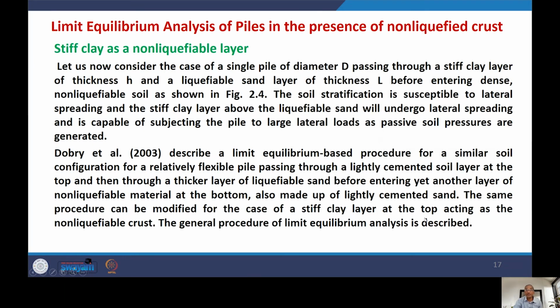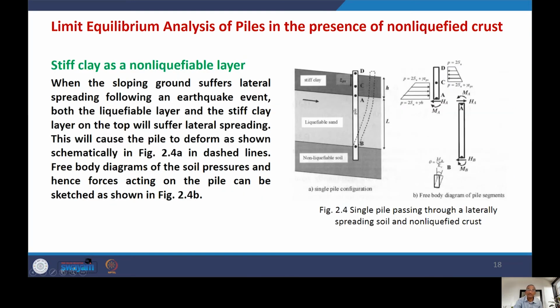The same procedure can be modified for the case of a stiff clay layer at the top, acting as a non-liquefiable crust. The general procedure of limit equilibrium analysis is described here. When the sloping ground suffers lateral spreading following an earthquake event, both the liquefiable layer and the stiff clay layer on the top will suffer lateral spreading. This will cause the pile to deform as shown here, and the free body diagram is also shown.